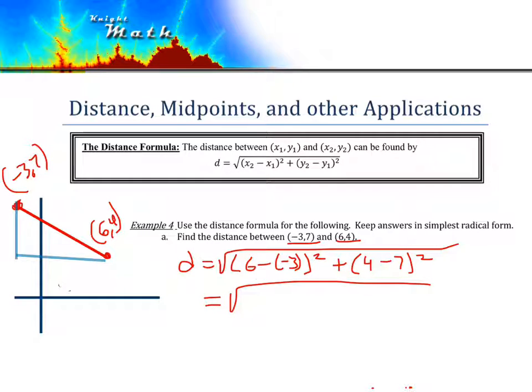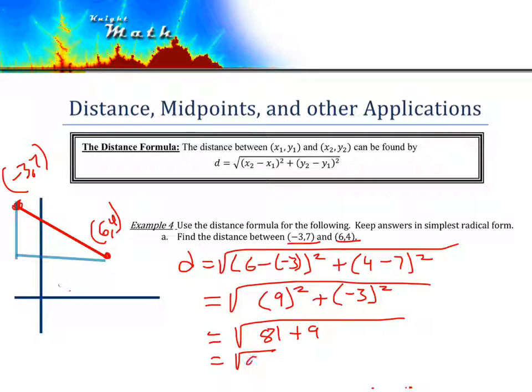So let's do our subtraction. Careful with those negatives. Easy way to make a mistake. That comes out to be a 9 because we're subtracting a negative. And 4 minus 7 comes out to be negative 3. We're going to square that. These parentheses are important because if you didn't have those parentheses, you would get a different number when we square it. So when we square the inside, we get 81, and negative 3 squared is 9. That gives us the square root of 90. All right, and there's our answer.